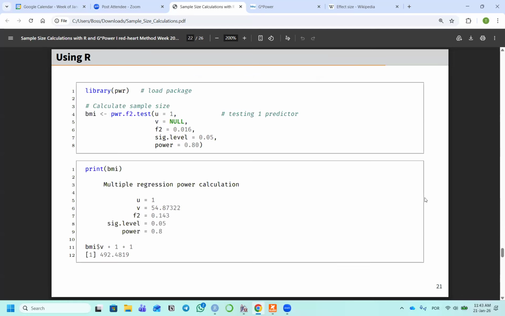So I do have one predictor, and I can do the same thing in R. I have nothing to explain here because everything is the same. The only thing is adjusting your parameters using the function called pwr.f2.test, and everything is the same. Now you end up with the same sample size.